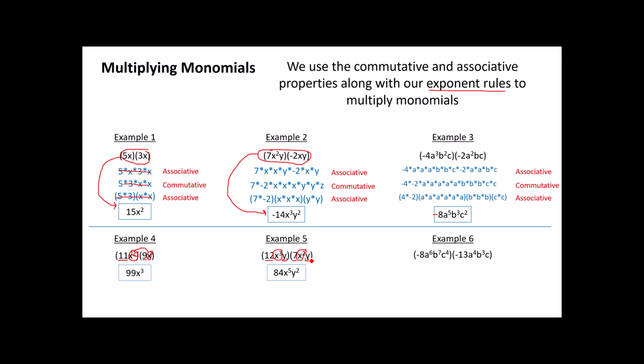Negative 8 times negative 13 is going to make, let me underline that, 104. I can see that I'm going to have 6 a's multiplied together, and I'm going to have 4 a's multiplied together. That's a total of 10. 7 b's and 3 b's is a total of 10. And then 4 c's and 1 extra c is a total of 5, giving me 104, a to the 10th, b to the 10th, c to the 5th.